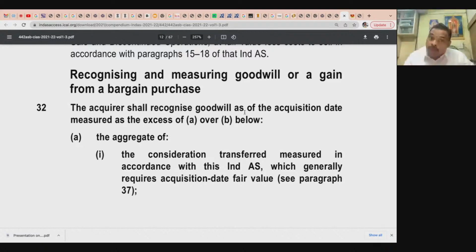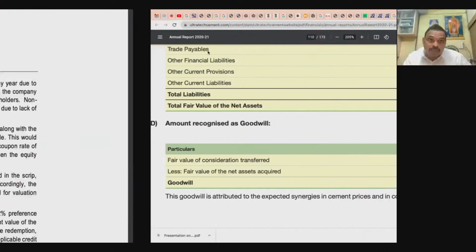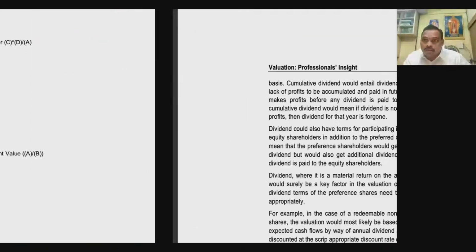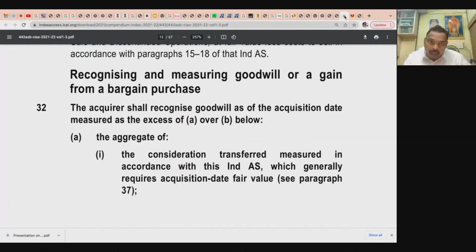Now, what is goodwill? The example I showed is an example for goodwill. Now the same reverse happens. For 3,000 rupees net asset, if 2,000 is paid, then 1,000 is called bargain purchase. Now, come to this para. So you have this paragraph here. Now, how will you actually treat this goodwill? Treatment of goodwill and bargain purchase.